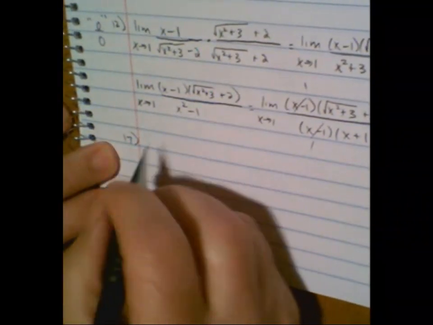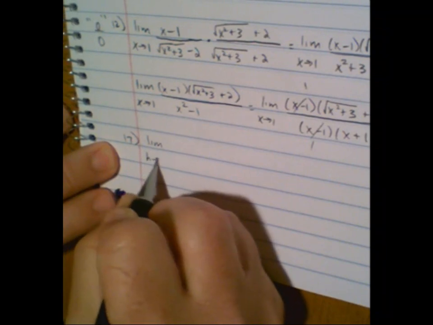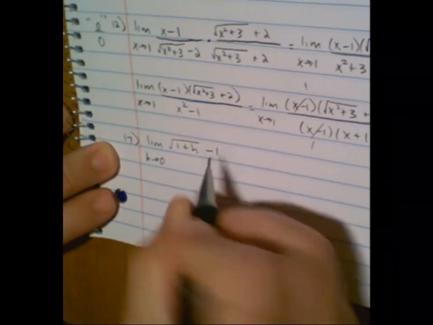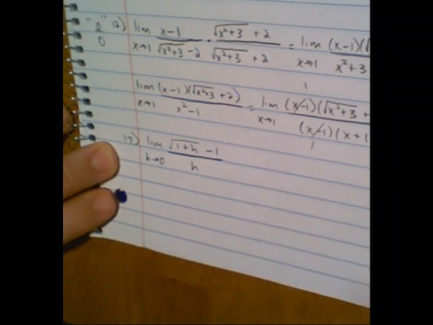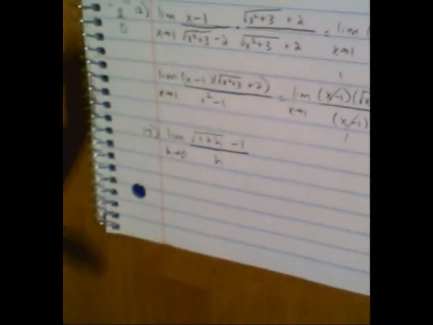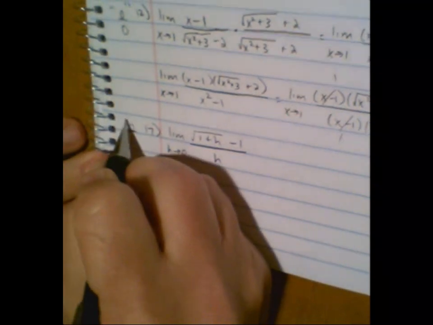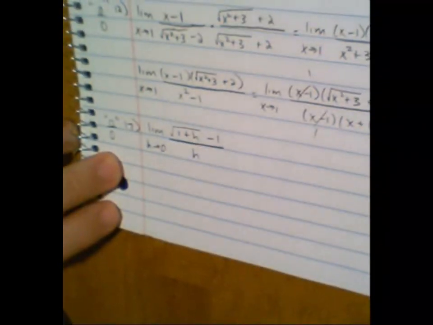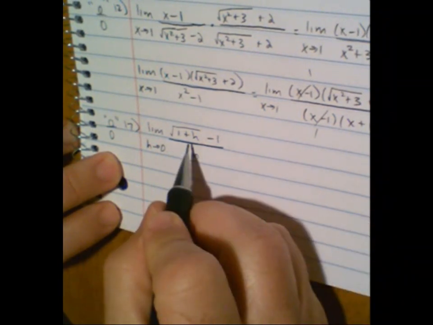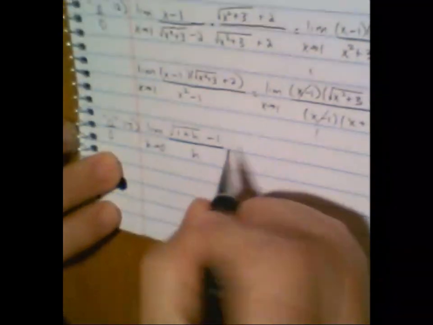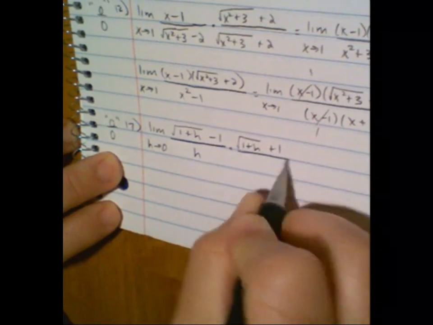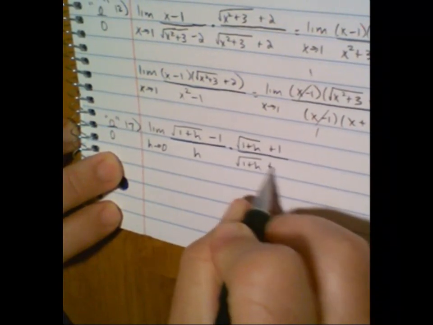Number 17 is the limit as h approaches 0 of the square root of 1 plus h minus 1 over h. If I plug in 0, I get 0 over 0, okay? And I don't want that. Well, here we're going to multiply by the conjugate of the numerator to get rid of these radicals here. So we're going to multiply by the square root of 1 plus h plus 1 over the square root of 1 plus h plus 1.